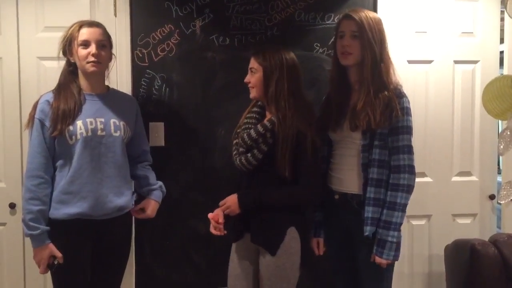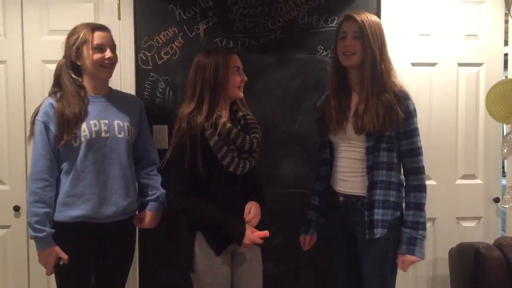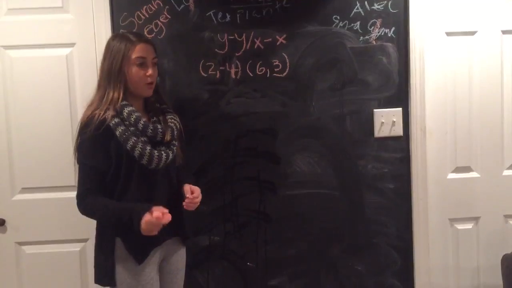Going to be showing you how to write a linear equation. A linear equation is the equation for a straight line. There are 8 steps you need to follow. Step 1 is to find the slope.